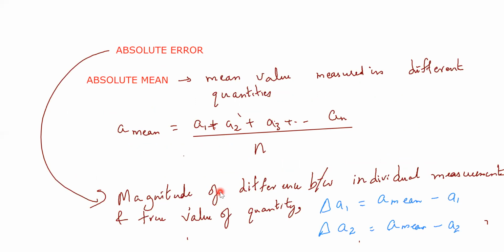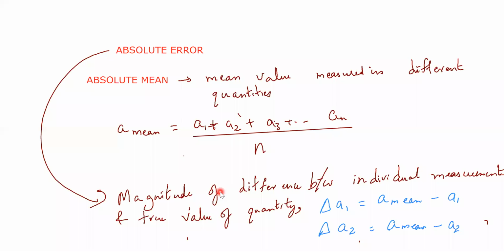And coming to the next one, absolute error. Before knowing the absolute error, you should know what is the mean. So the mean value of measurements of a quantity, that is, A mean is equal to A1 plus A2 plus A3 up to AN by N. N is the number of times you are measuring that thing. And the second one is the absolute mean. Why it is important: if you want to find the absolute error, it's very important for us to find the mean.